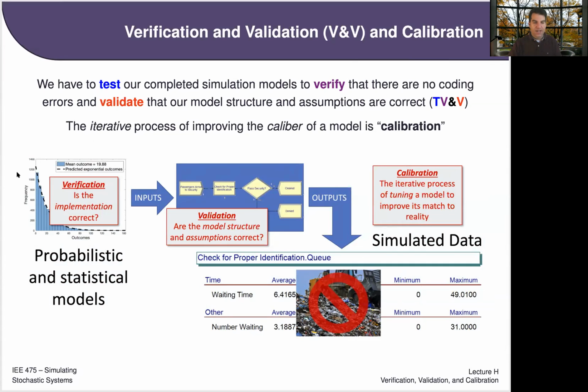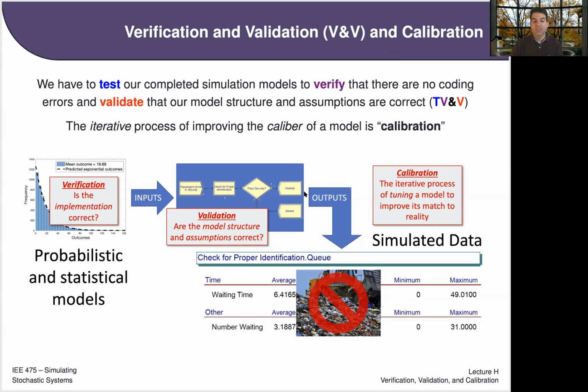So there are three terms that we're going to be using here. Verification is basically debugging. Verification is, did I code it up correctly? I wanted an exponential distribution. Did I actually get an exponential distribution out? So I take a histogram of generated numbers from my sim and verify that they're really exponential. If they're not, then apparently I didn't implement an exponential in my sim.